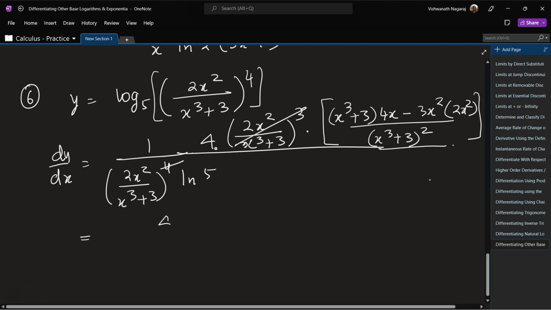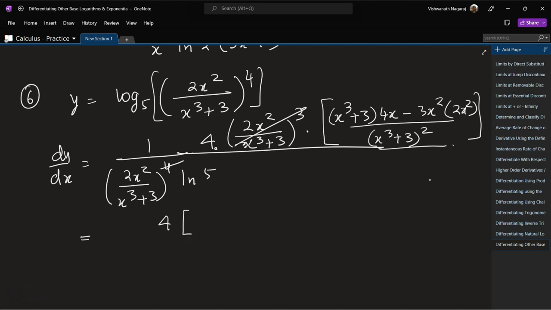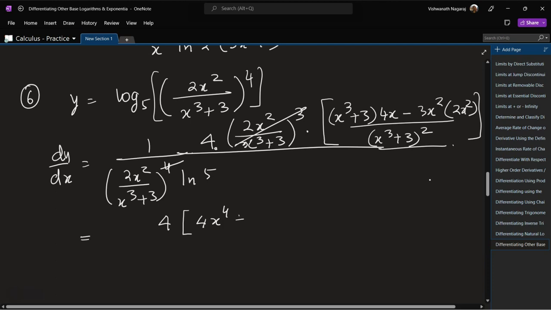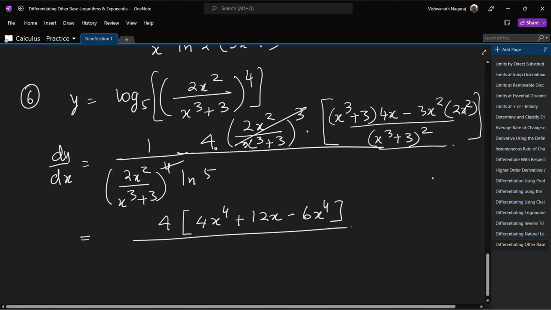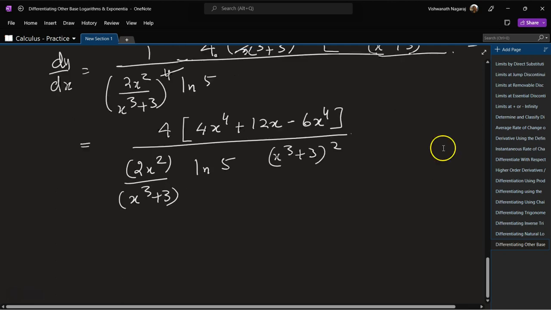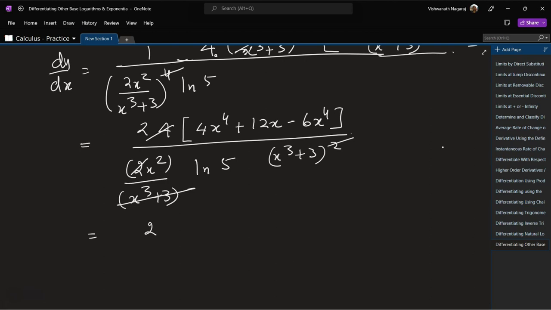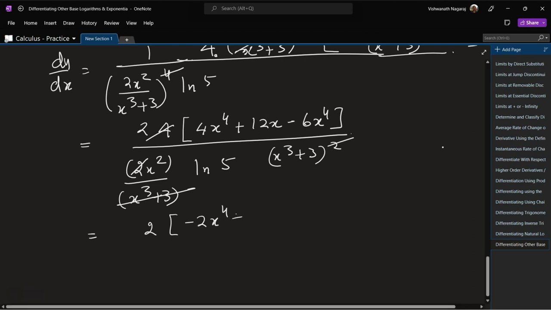Okay, now let's rewrite this. So this would become 4 times 4x to the 4 plus 12x minus 6x to the 4, right? And let's take this x cube plus 3 squared down. So now at this level we will have 2x square by x cube plus 3, natural log of 5. So one of this and this will cancel. 2 times, simplify this, minus 2x to the 4 plus 12x by x square natural log of 5 x cube plus 3.